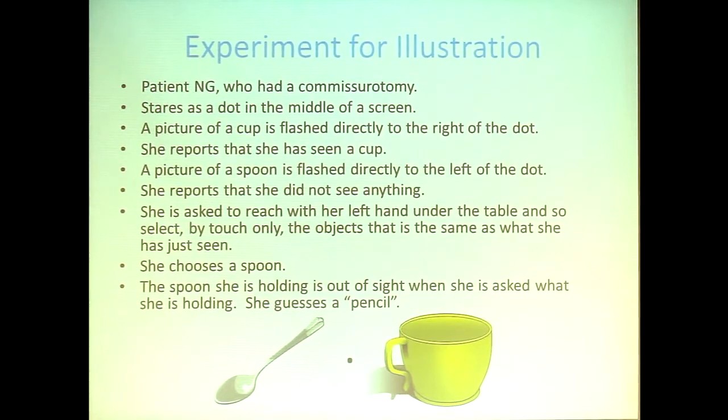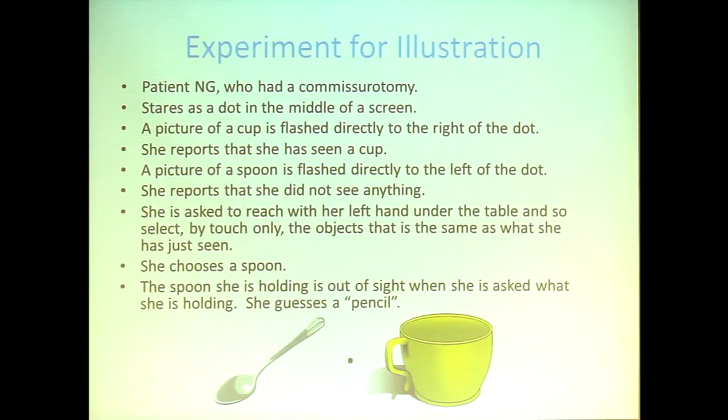She is asked to reach with her left hand under the table and so select by touch only the object that is the same as what she has just seen. She chooses a spoon. The spoon she is holding is out of sight when she is asked what she is holding, and she guesses a pencil. Okay, so I'm going to break this down.